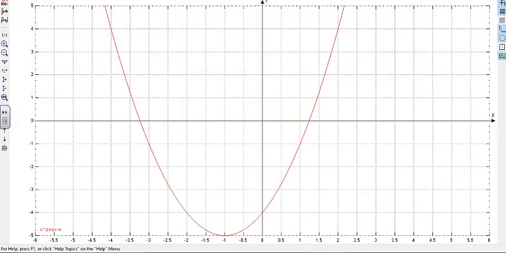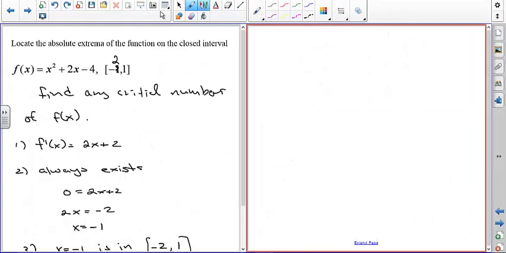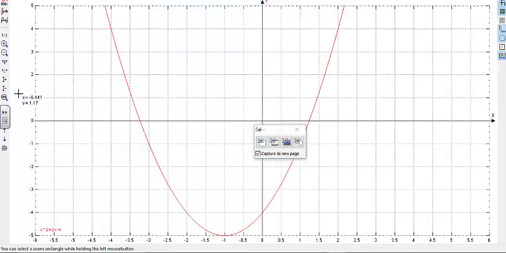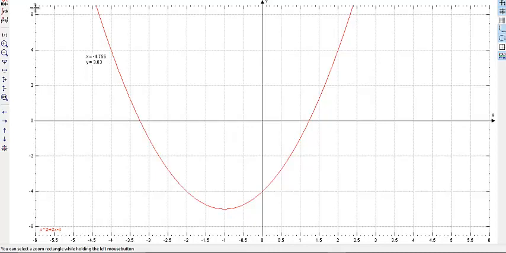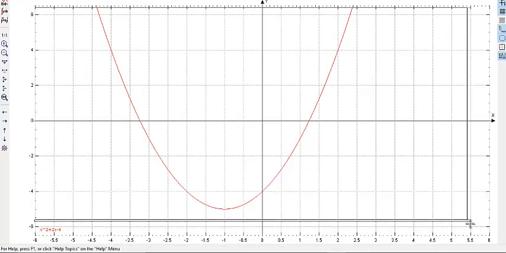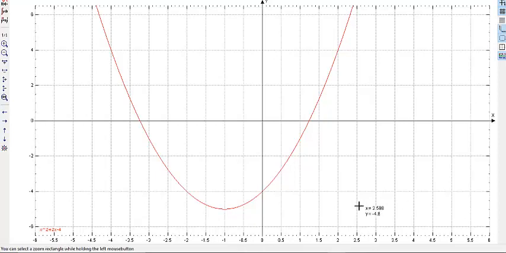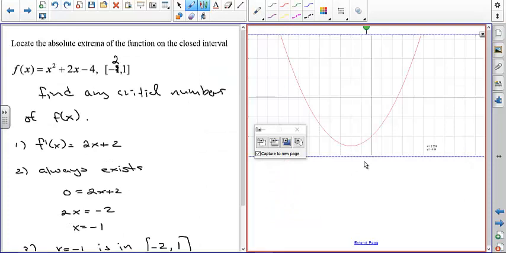So let's copy that over to my smartboard. Where's my camera? Here we go. And I'm going to zoom out just a little bit in that direction. Okay. Okay, so there's the function. Let's look at it.